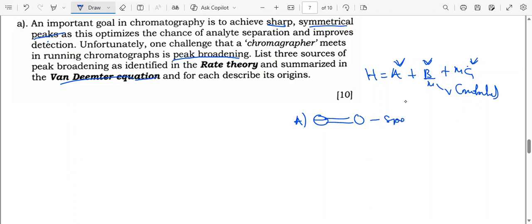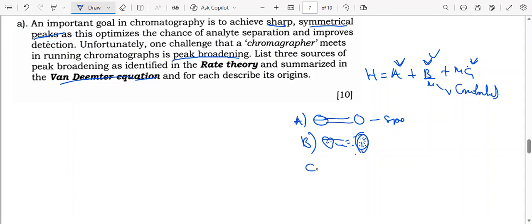Then when we talk about the B factor, the longitudinal diffusion, this is about how molecules diffuse from high concentration to low concentration. Given there are a lot of them, how much they can diffuse to the low concentration. That is the longitudinal diffusion. It occurs mainly in gas chromatography, where the gases can spread out.